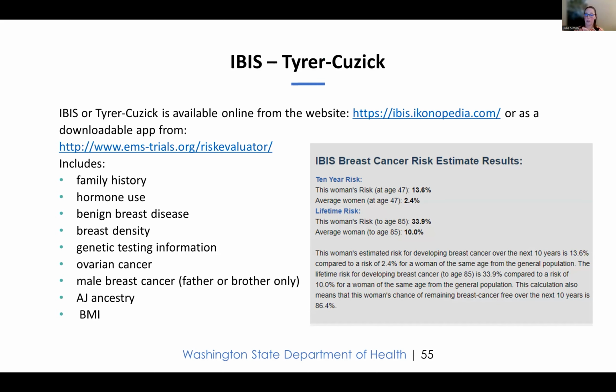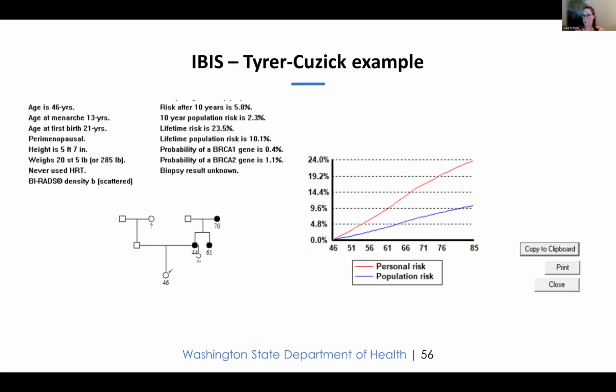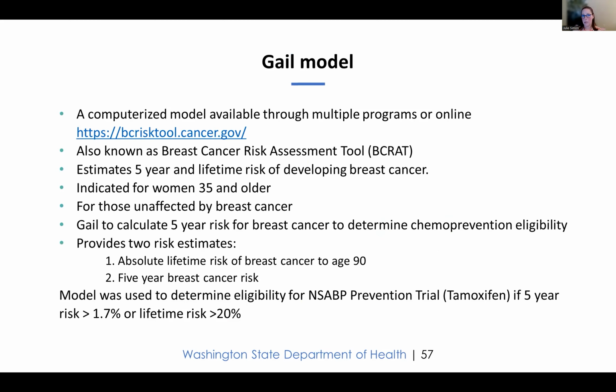It gives you this nice format that tells you that person's risk compared to average. And then on the next screen, you can see the example that includes those details that you would have filled out. It looks at the 5-year risk and the lifetime risk of developing breast cancer. And in the middle there includes the probability of testing positive for a BRCA1 and 2. So it is a nice comprehensive model.